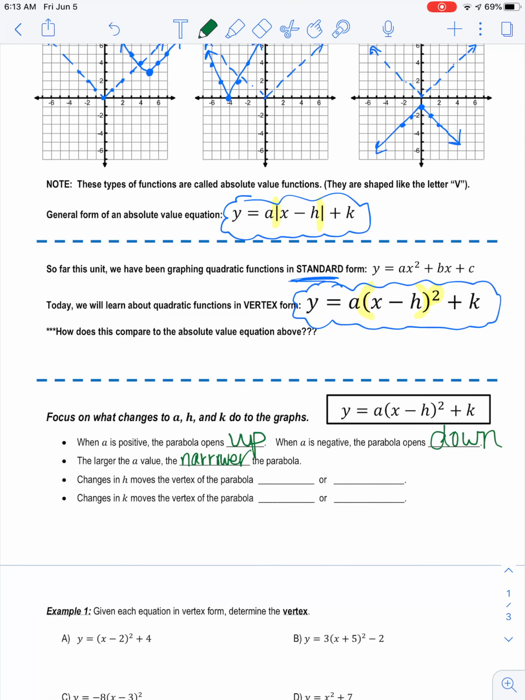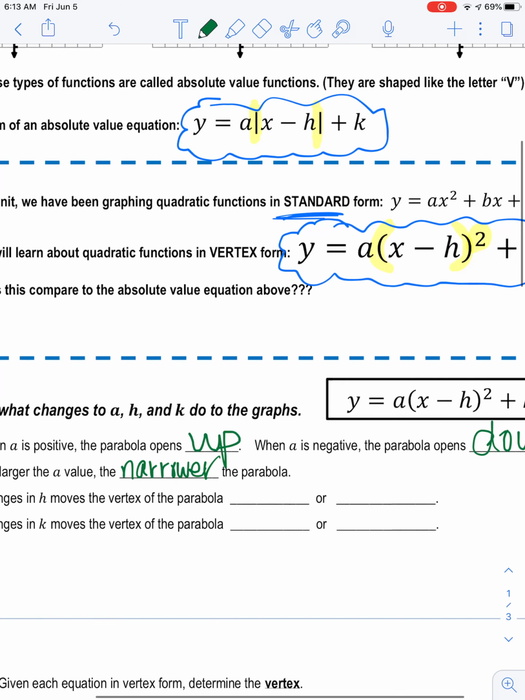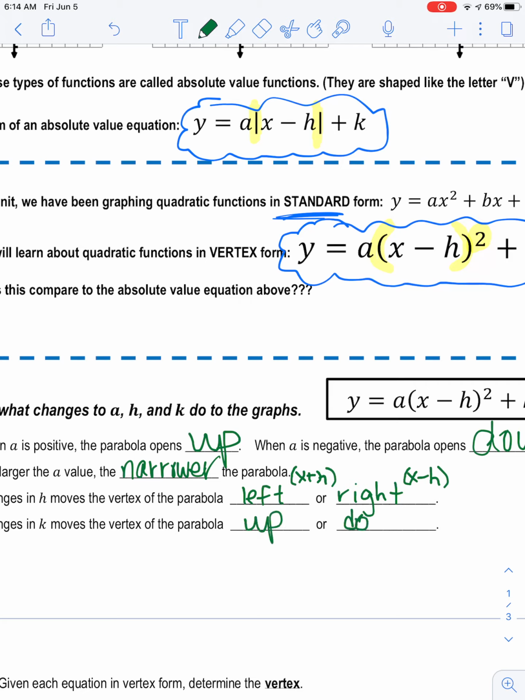h, which is inside the parentheses with the x, will move left and right. And if we see in the parentheses x minus h, that's when it goes to the right. If we see x plus h, that's when it'll go left. And then the k will move up or down. So when we see a plus k, it will move up, and when we see a minus k, it will move down.